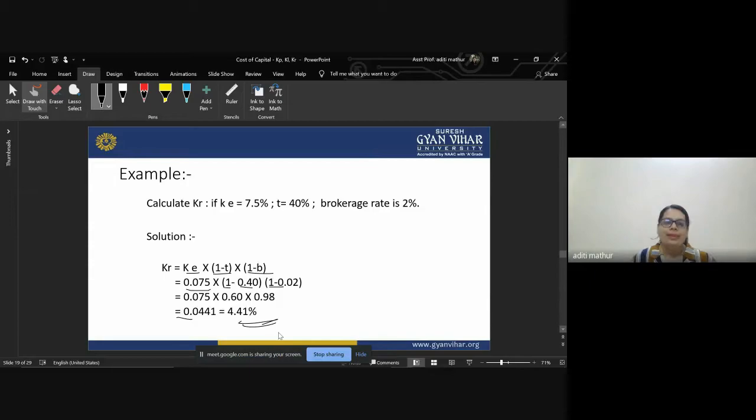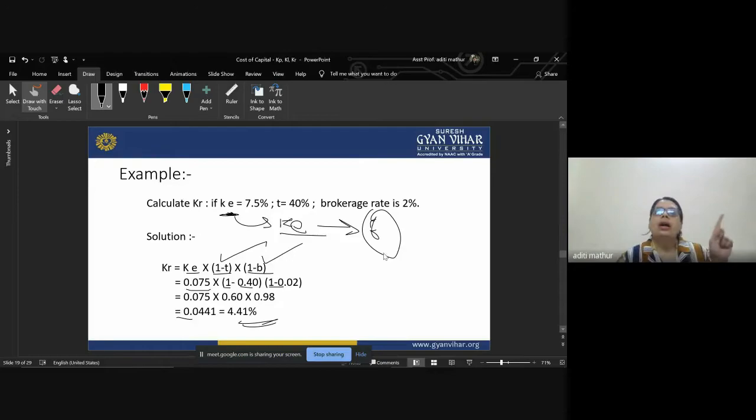Which is equal to 4.41%. All the things were already given to us in the question, and if the question does not give you the direct information to calculate KE, then you will first calculate KE and then multiply it with 1 minus T and 1 minus B. Again over here, KE can be calculated with any of the 6 methods which we have studied in the previous video on calculating cost of equity.